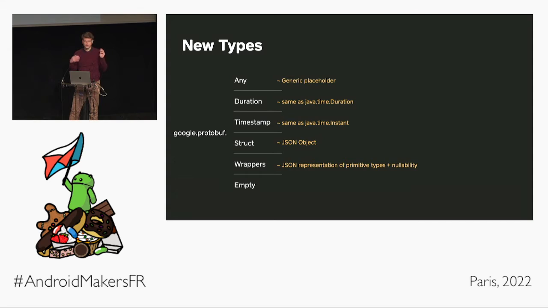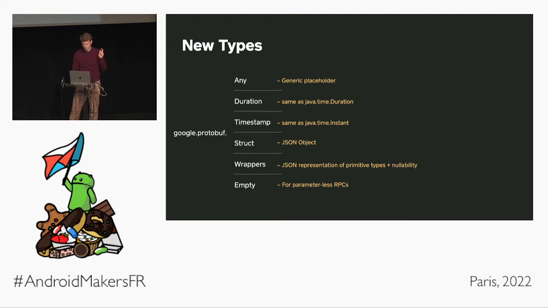Wrappers are for primitives, numbers, strings, just to be able to wrap them, because if you recall, before there was optional in Proto 3, there was no way to have a null value for them, so they had to create wrappers. And Empty is for services, where everything needs a request and a response type. But if it contains nothing, instead of having to write your own type every time, you can just pass Empty.